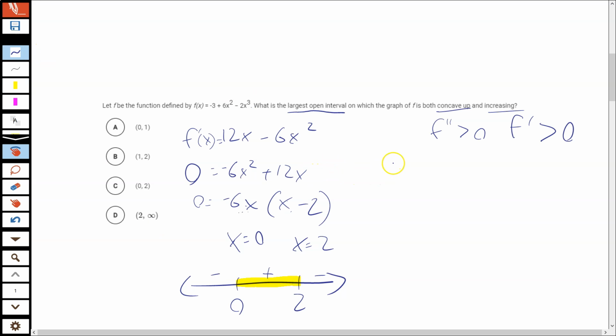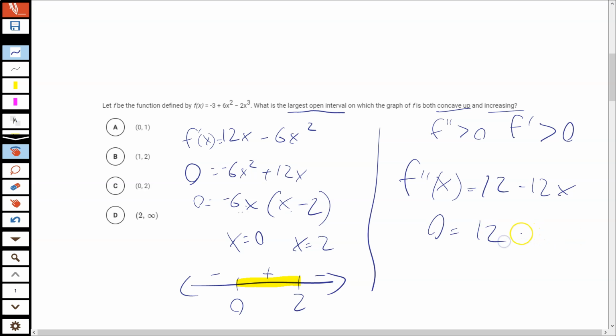Then I'm going to take my second derivative. So I'll do that over here. f double prime of x is going to be the derivative of my derivative. So 12 minus 12x. Okay, so this is linear. I'm going to set it equal to 0. And we can see here, if I plug in 1, I'm going to get 0. So x equals 1 is my only solution there.